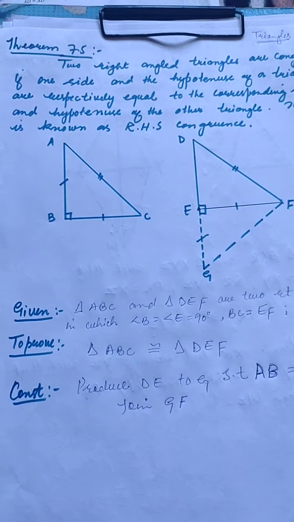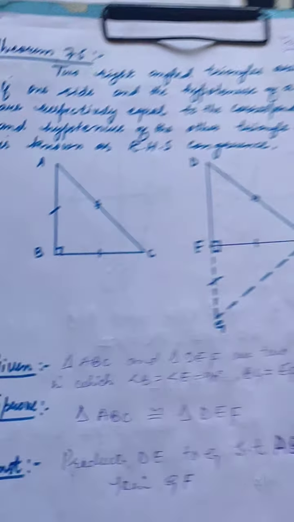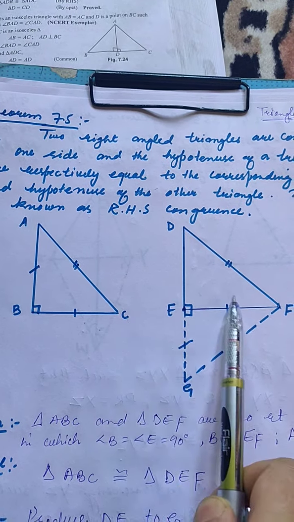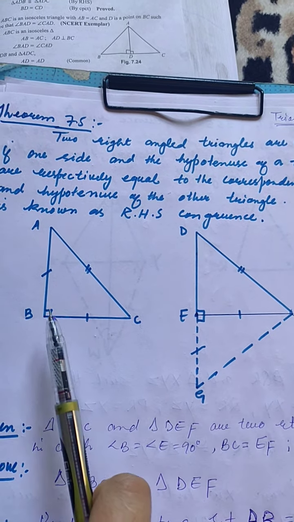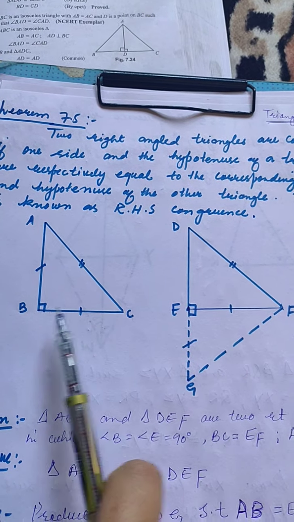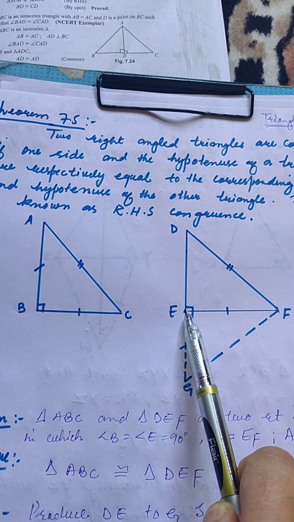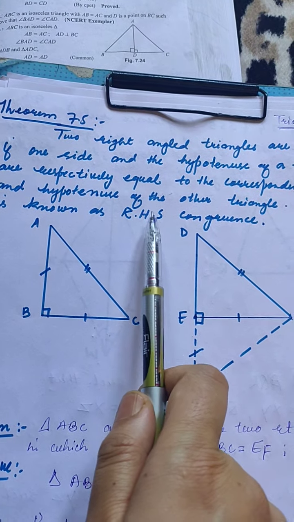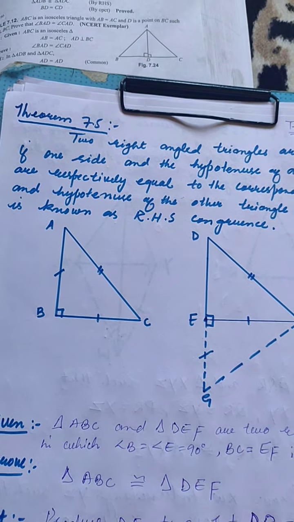Now theorem 7.5 of chapter Triangles, class 9. Here two right triangles are given. In these two right angle triangles, BC is equivalent to EF, angle B is equal to angle E, each 90 degree, and AC is equivalent to DF. This theorem is also known as RHS congruency.